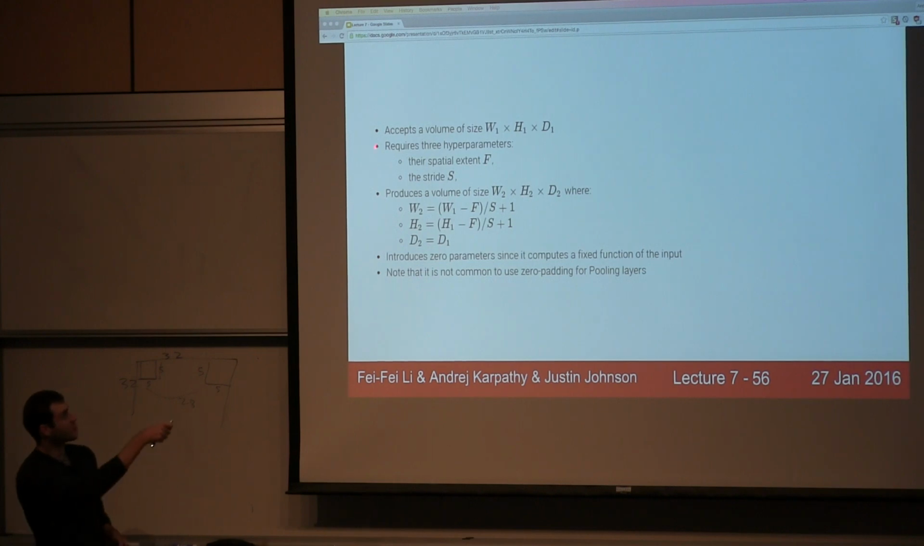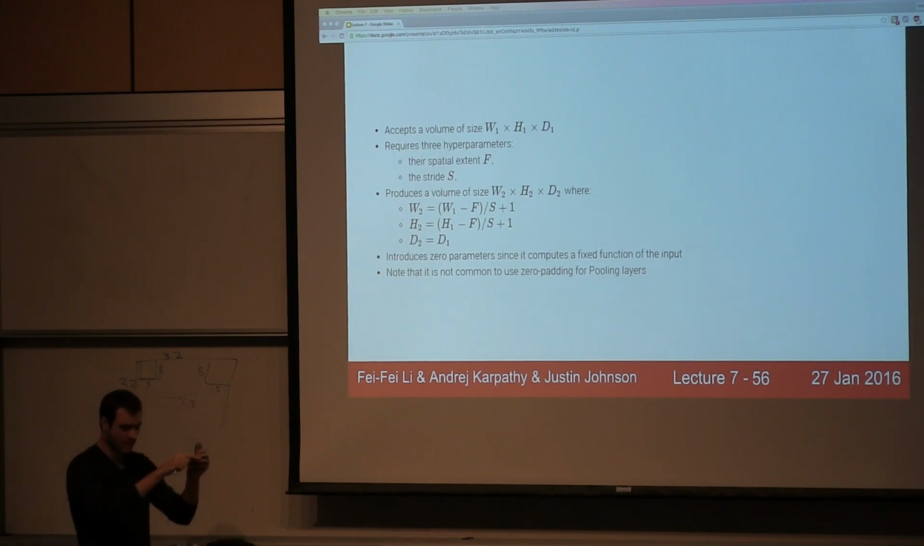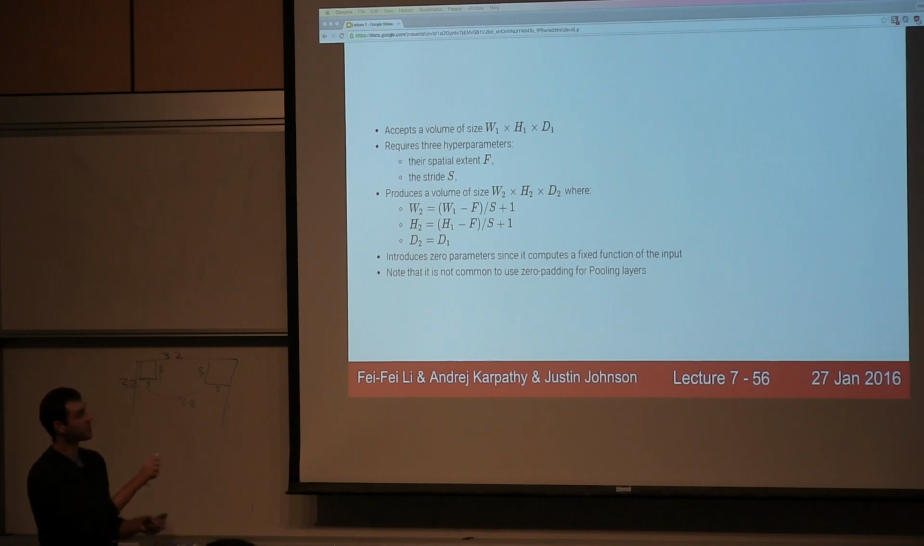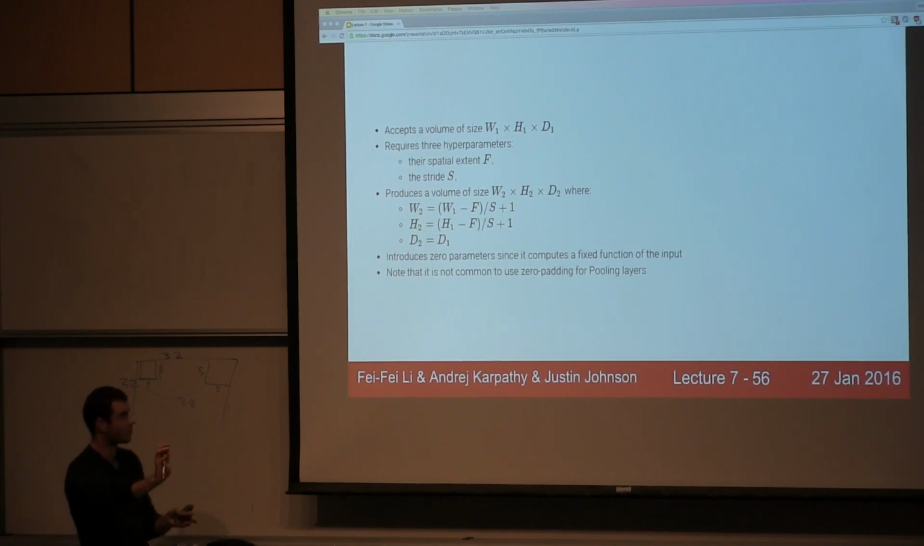Otherwise, the definition of a pooling layer is similar to the conv layer. We accept a volume of activations, W1, H1, D1. We produce a volume of activations, W2, H2, D2. The only difference is instead of 4 parameters, we're only taking 2 now. We need to know the filter size, the size that we're doing the max operation over, and we need to know at which stride to go as well.